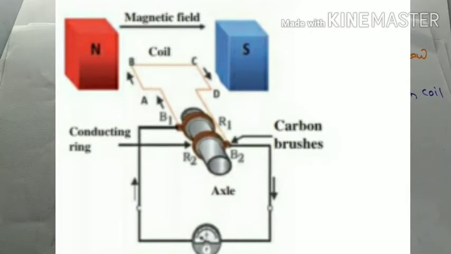Hello student. Now we learn about the electric generator. We have seen the experiment based on electromagnetic induction in the last topic. The current produced in this experiment was of very small magnitude. But now, on the same principle, it can be harnessed for the use of mankind to produce a large current.